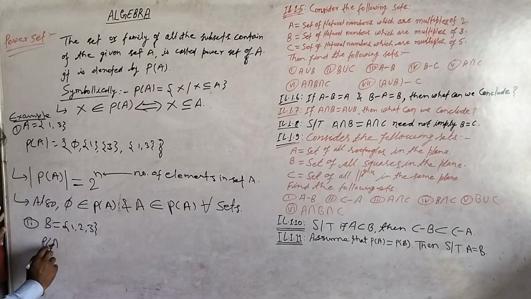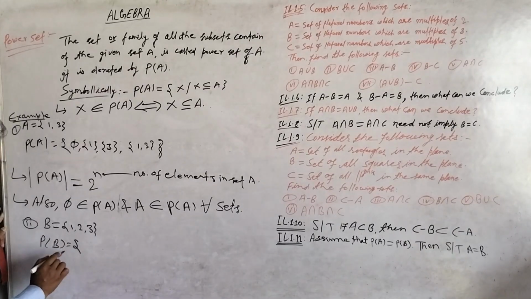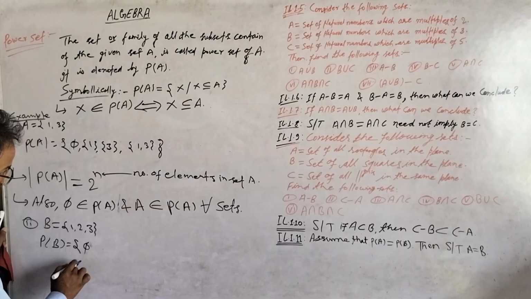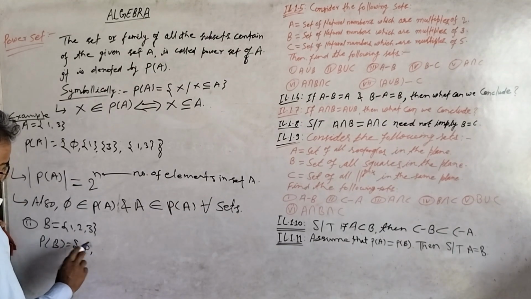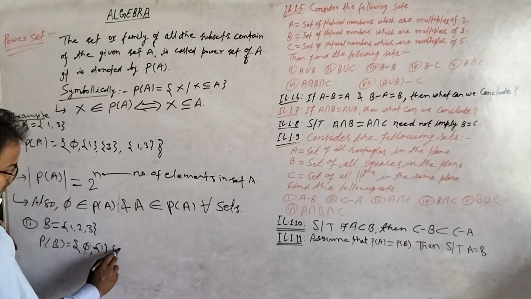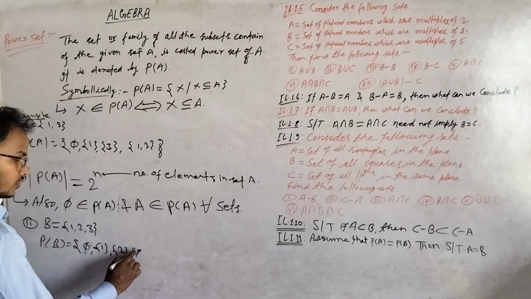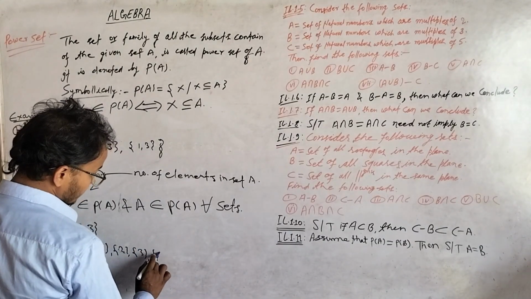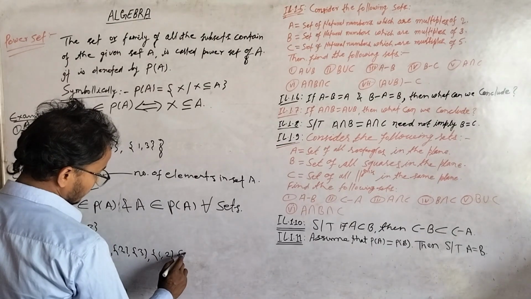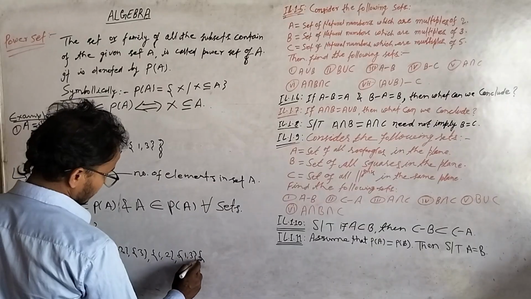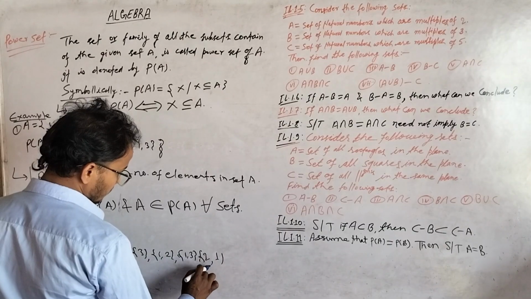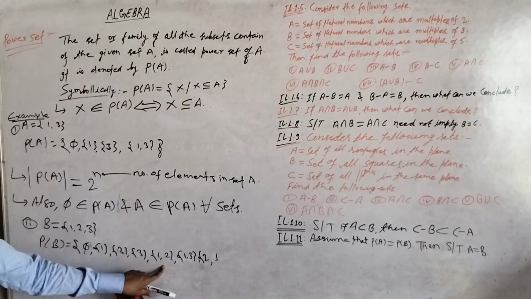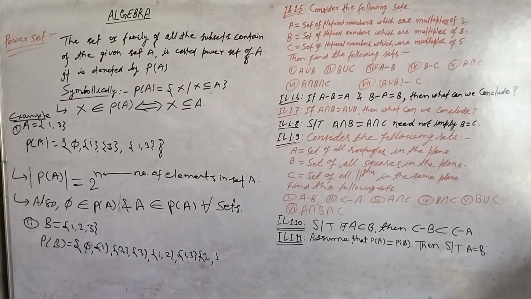Then the power set of B is, we write, firstly the empty set, because the empty set belongs to every set, and the singleton sets {1}, {2}, {3}, and the two-element sets {1,2} and {1,3}. Next, {2,1} is not written, because {1,2} is already there and the elements are also mentioned, so {2,1} is not written again.